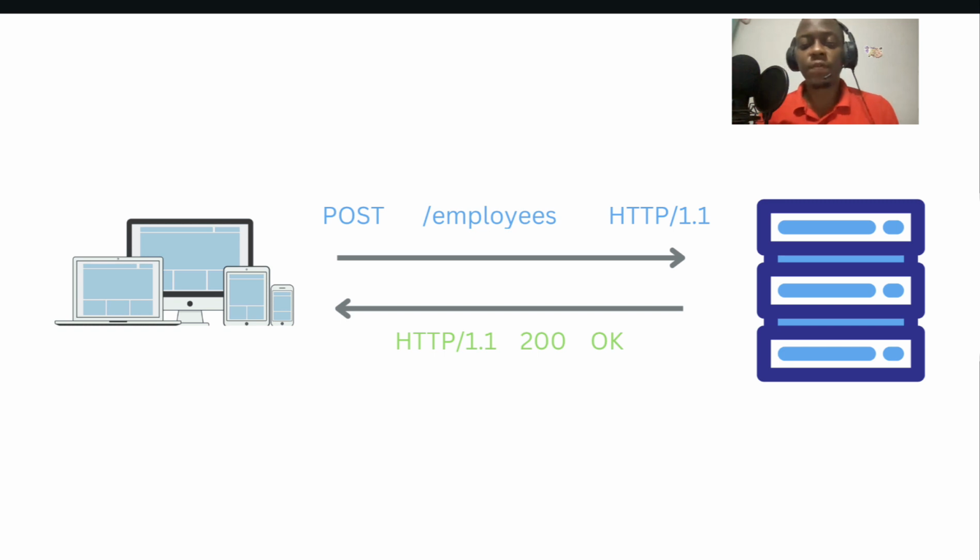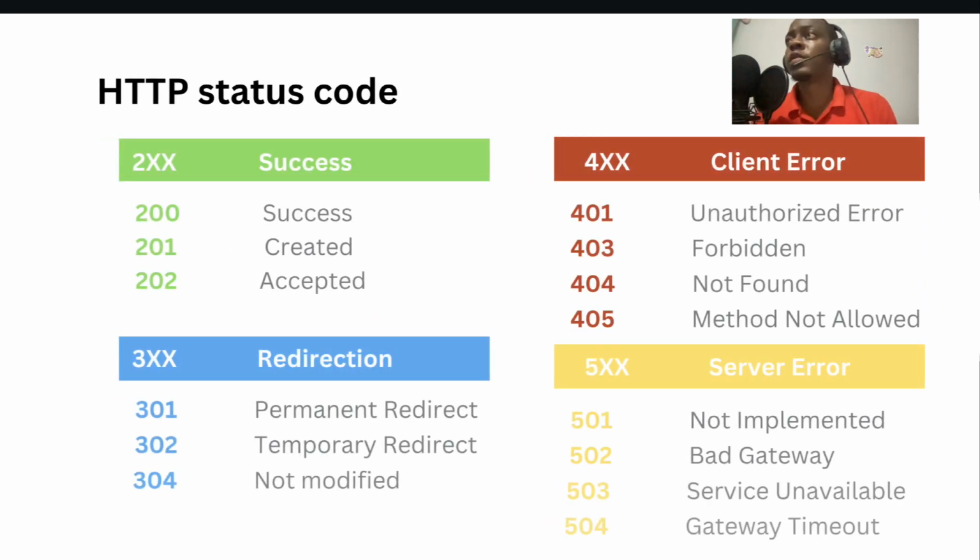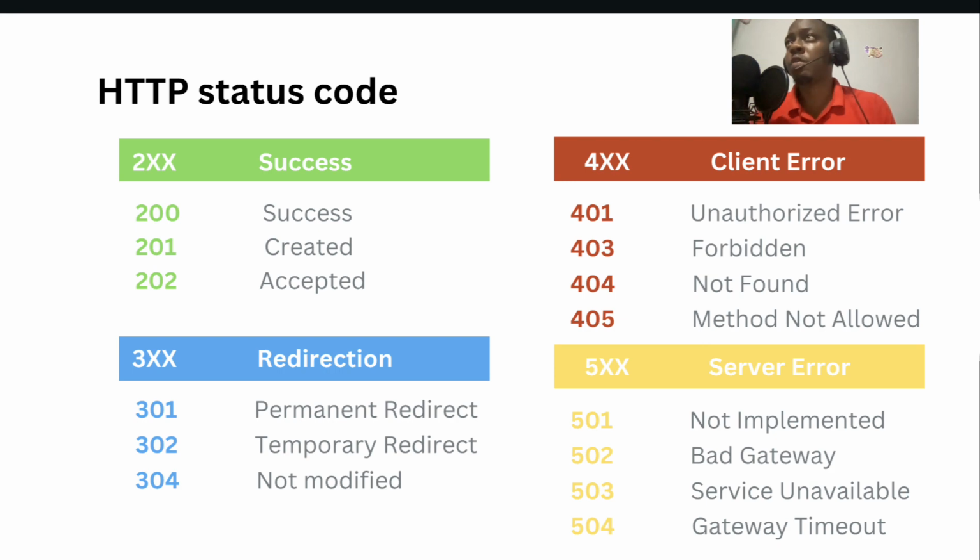The server response usually contains a status code. For example, in this case, we have a status code of 200. The status code indicates to us the state of our request, if it was successful or not. The 200 level status code is usually used to indicate a successful response, that is, our request went through successfully.